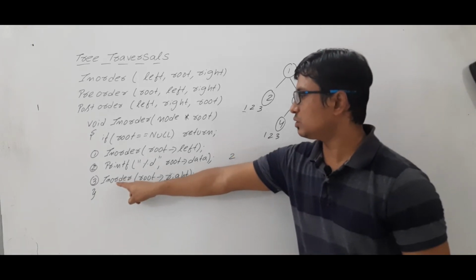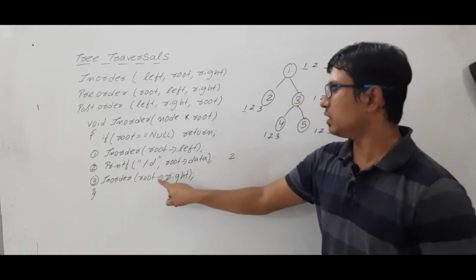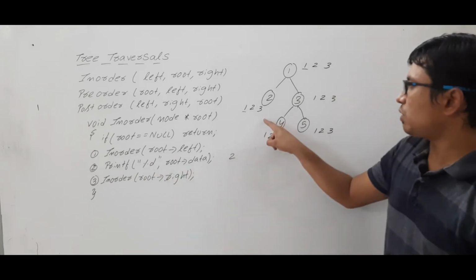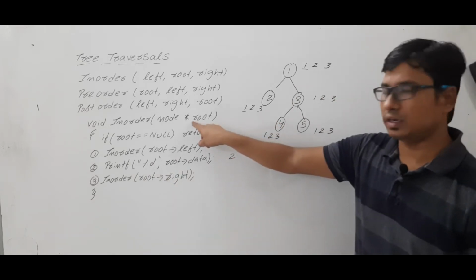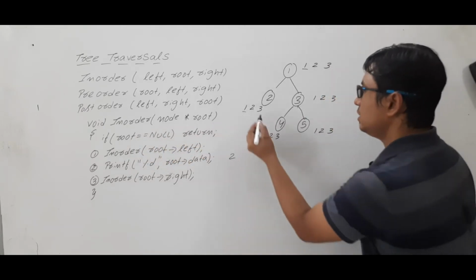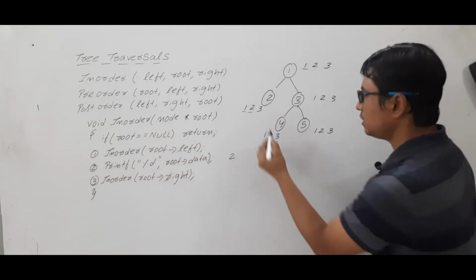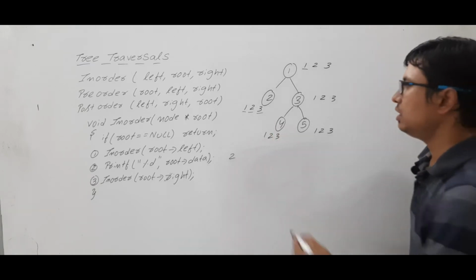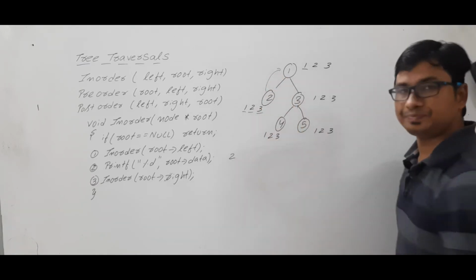Then you need to execute the step 3. In order root of right. Its value is null. So you will get the value null here. So root is equal to null. You will return. So you executed step 2. You have executed the step 3. Now you will come back here.